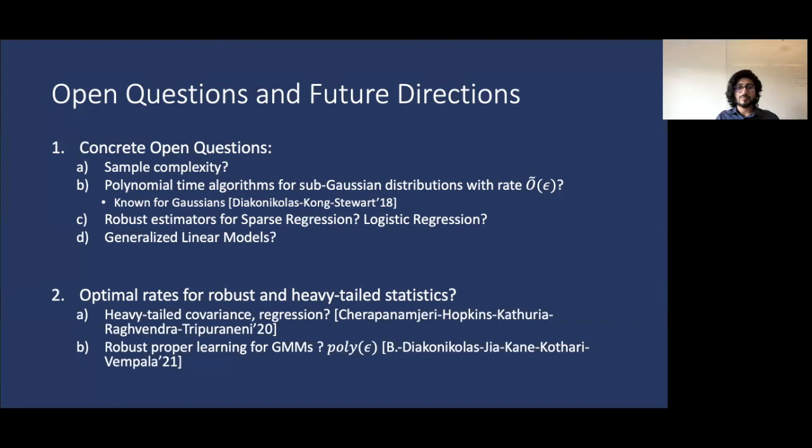And for robust proper learning of, say, mixtures of Gaussians, we can't really get optimal rates, but we can get a polynomial factor worse in some recent work. And for a weaker problem where you're allowed improper learning for a mixture of Gaussians, a recent result by Liu and Moitra shows that you can in fact get this O tilde epsilon rate.